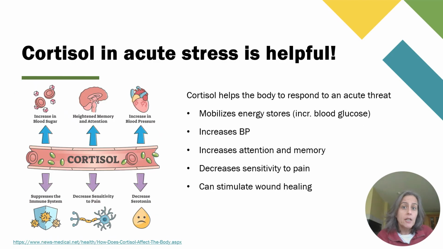Now, cortisol in an acutely stressful situation is very helpful. It helps your body respond to this acute threat. It helps further mobilize energy stores by releasing glucose and stored fats so that we can get energy quickly if we need to run or fight, so our muscles have no shortage of fuel. It's going to increase our blood pressure, which helps deliver more blood, carrying those nutrition resources, that fuel, to our cells more quickly.